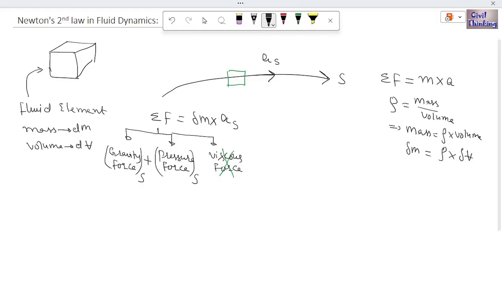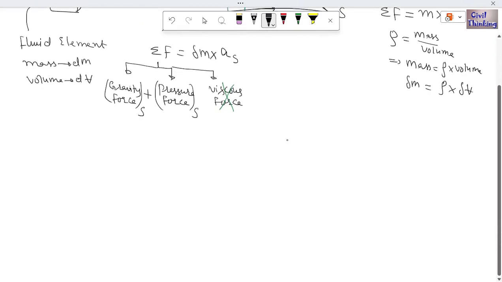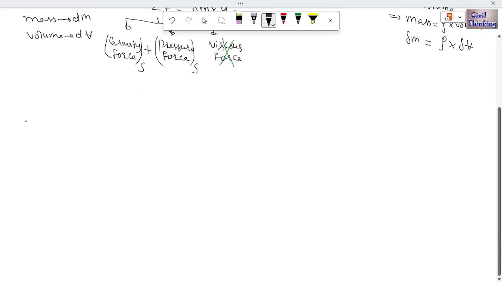Now what is the value of this acceleration? Acceleration is the rate of change of velocity, right? So acceleration is the rate of change of velocity. But before that I will tell more about this streamline first. Let us first talk about streamline.